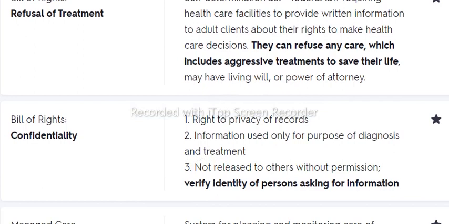Bill of Rights. Confidentiality. 1. Right to privacy of records. 2. Information used only for purpose of diagnosis and treatment. 3. Not released to others without permission. Verify identity of persons asking for information.